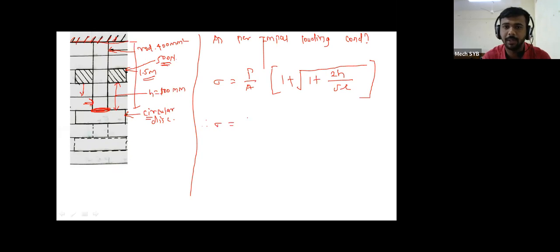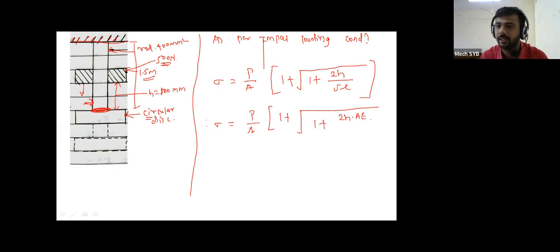So I will write the same formula. Sigma is equal to P upon A in bracket 1 plus square root of 1 plus 2H into AE divided by PL. So what I have done here, this delta L value I have replaced in the form of formula, that is delta L is equal to PL upon AE, but this delta L is present at the denominator side. That means 1 upon delta L. Means this PL value will come to the denominator side and the AE value will come to the numerator side. Okay, so now this is the formula in front of you.